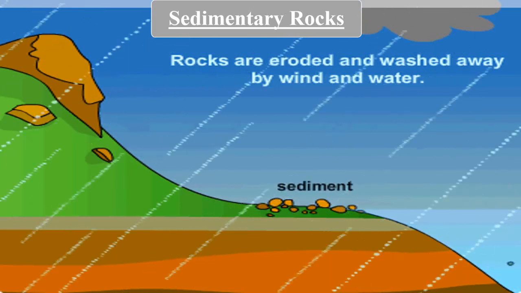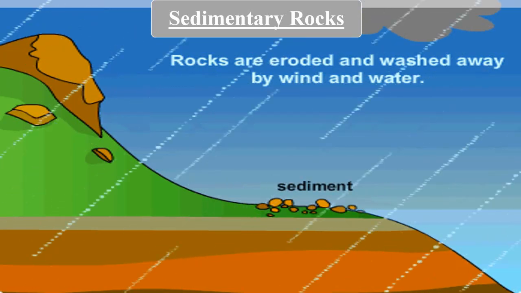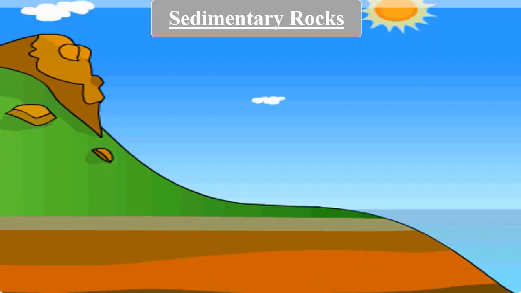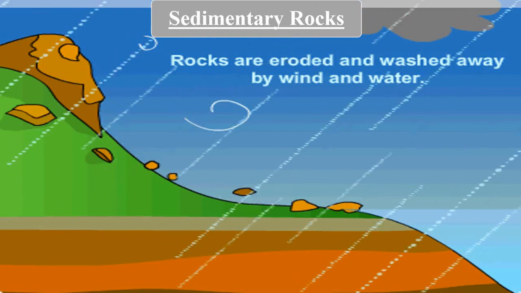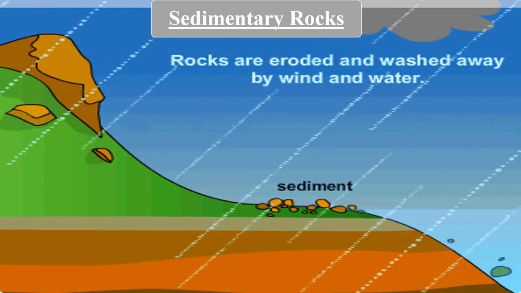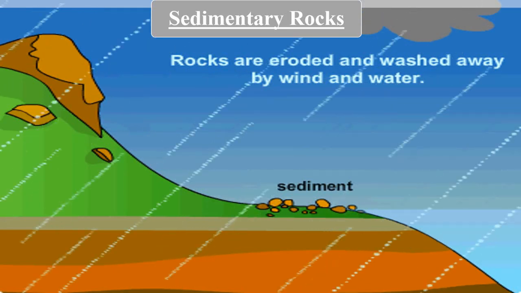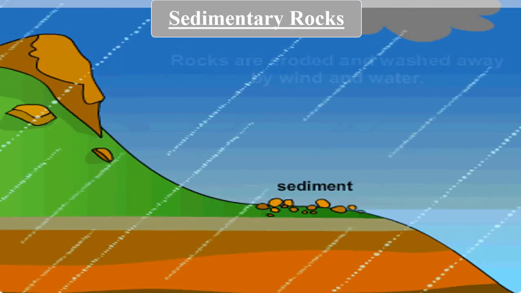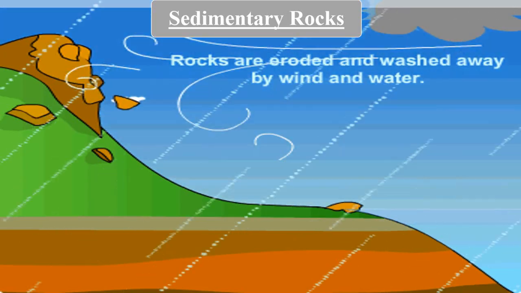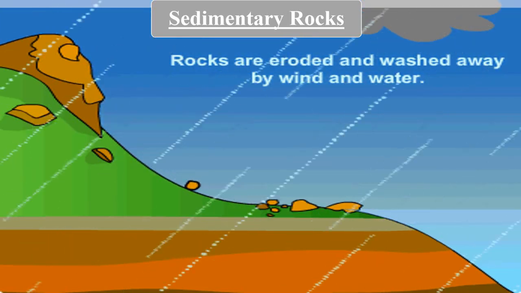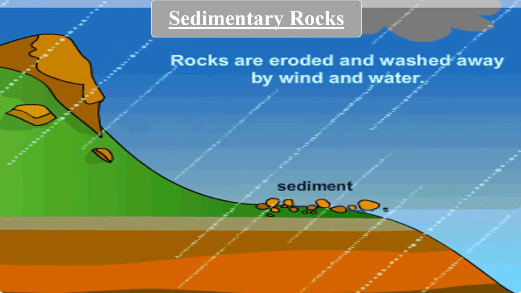in one place. So as the sediments keep on piling up, the upper sediments put a lot of pressure on the lower sediments or the lower layers, which leads to compaction, or you could say they come together to form one rock. And this way you can see the sedimentary rocks are formed. One can easily see layers in sedimentary rocks.